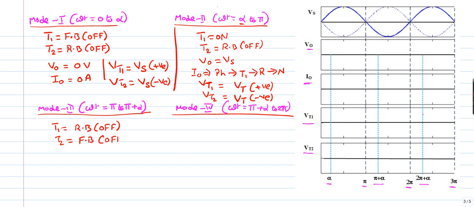It is also off state. So both the switches are in off state, V0 is 0, I0 is also 0. Then VT1 is Vs, VT2 is also Vs. So it is reverse blocking mode, negative, and forward blocking mode, positive.